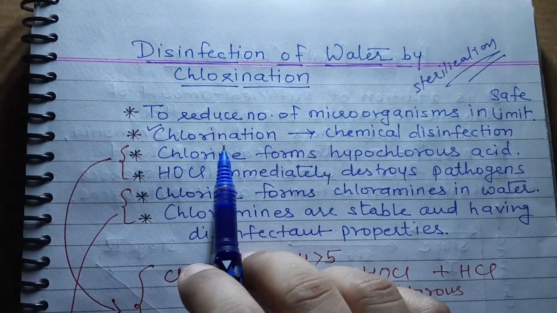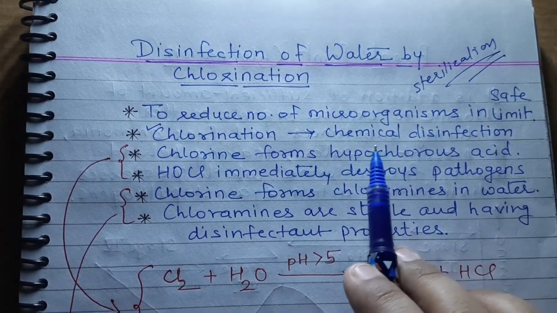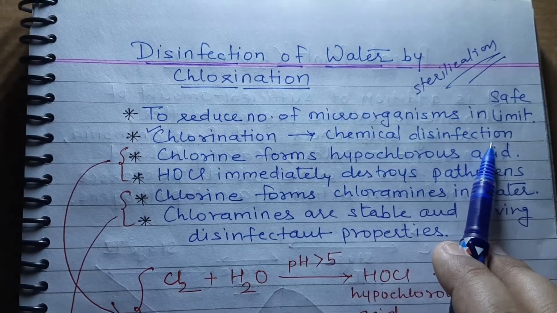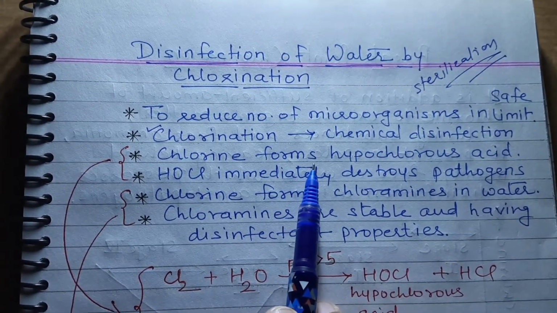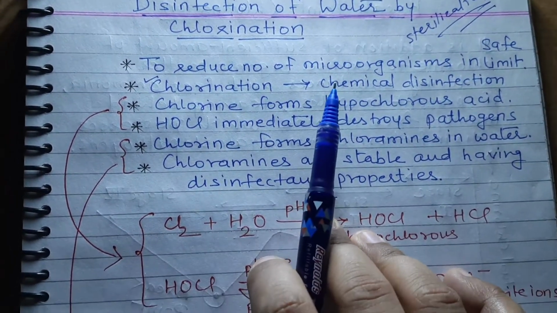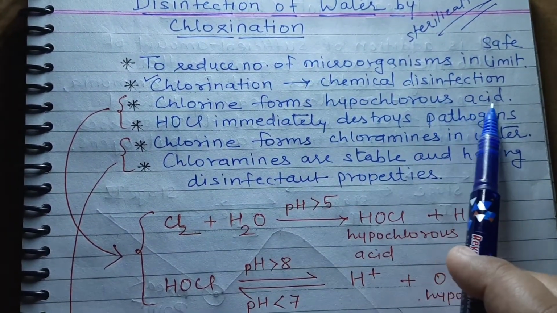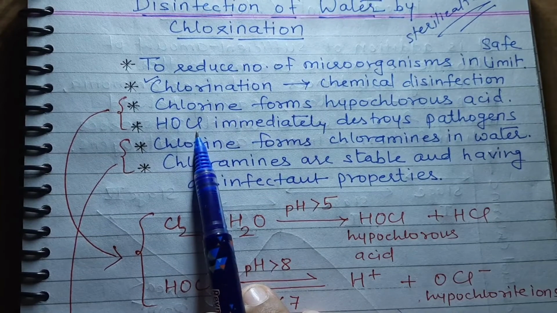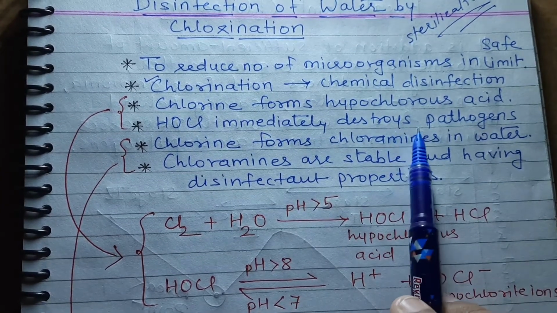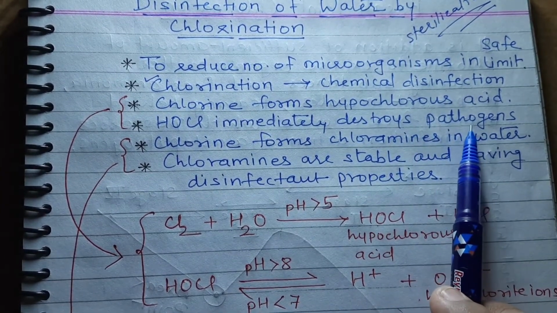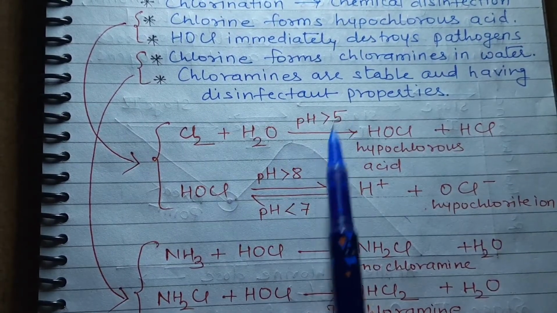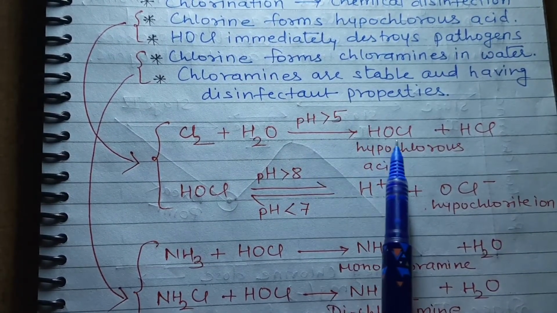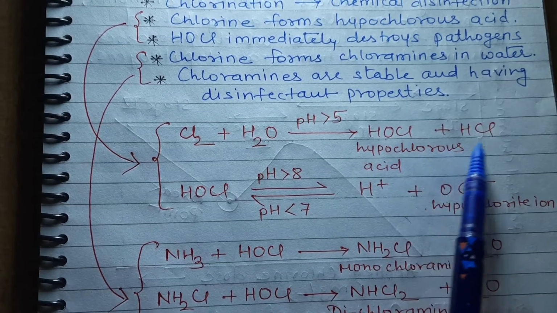So chlorination is a chemical disinfection process, and whenever we add chlorine to the water, what happens? It forms hypochlorous acid. Hypochlorous acid is HOCl. It immediately destroys the pathogens. Whenever we add chlorine, you can see here in the chemical reaction, when the pH is less than 5, it forms hypochlorous acid and HCl.